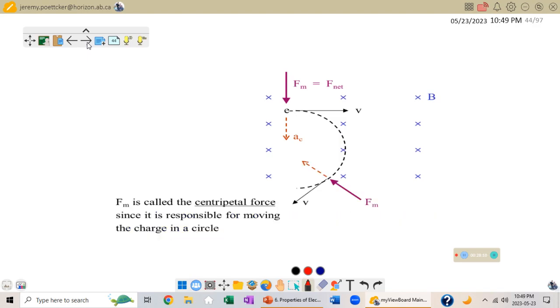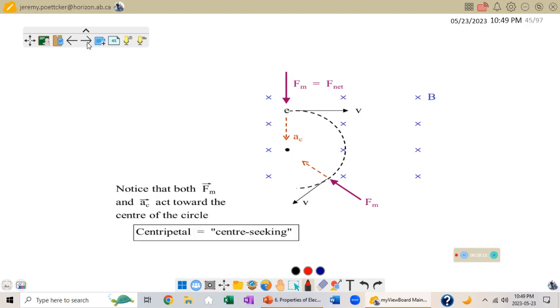FM here is then called the centripetal force since it is responsible for moving the charge in a circle. FM and AC act towards the center of the circle. They are both centripetal.